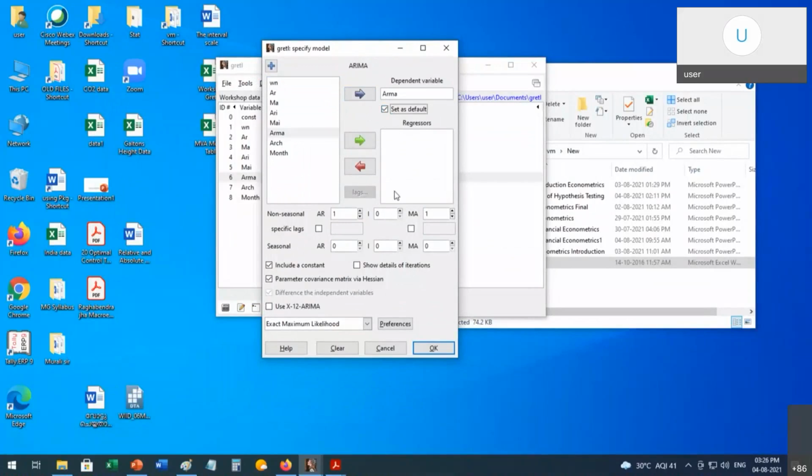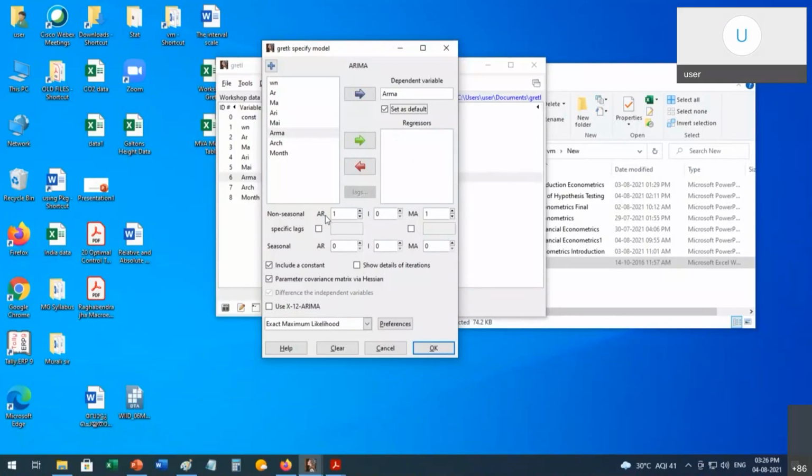We are not including any regressors because we have a univariate thing. If we have an independent variable, we can include it here. In that case, we will get a new model called the ARIMAX model, that is the ARIMA model with an X independent variable. That is ARIMAX.